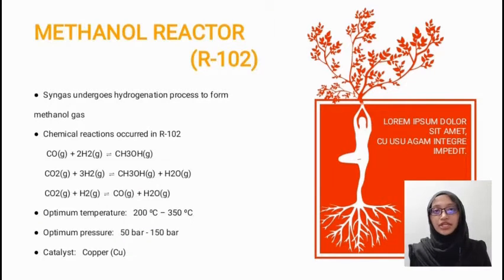Next, in the methanol reactor, the syngas undergoes a hydrogenation process to form methanol vapor. And this is the summary of those chemical reactions. The optimum temperature for those reactions to occur is between 200 to 350 degrees Celsius, while the pressure is between 50 to 150 bar with the presence of copper as a catalyst.